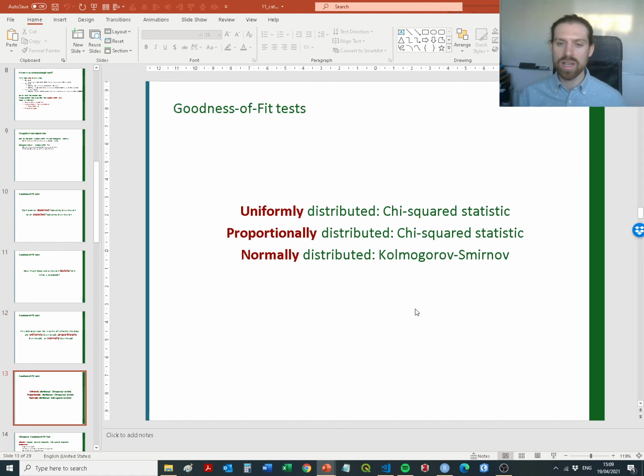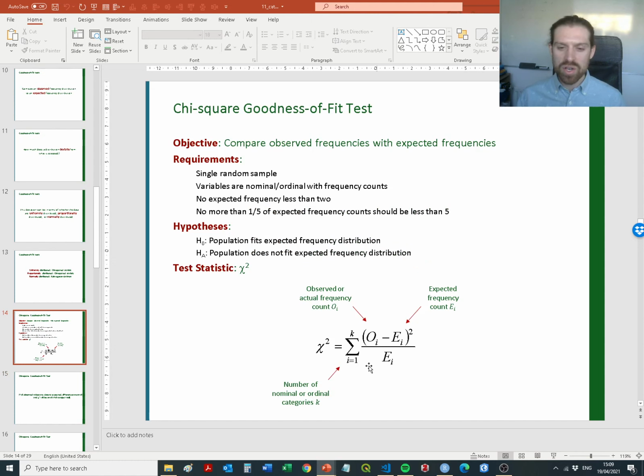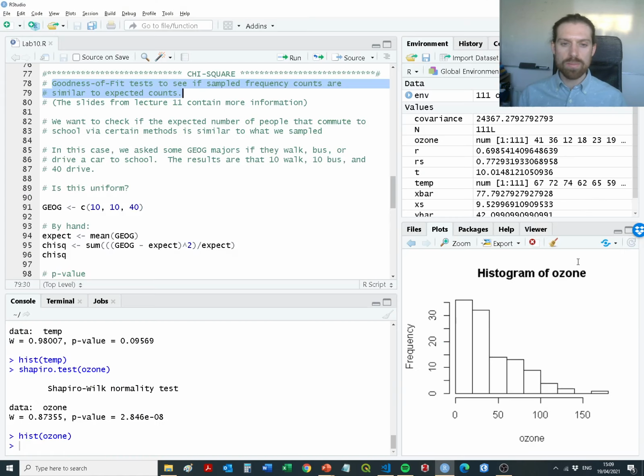Okay, and we can do this in a variety of ways, whether it's focusing on uniformly distributed, proportionally distributed, or normally distributed data. What we need to do is to actually get the chi-squared test statistic in order to make this assessment. So we need to get the expected frequency count, subtract it from the observed frequency count, and square it to get the sum of the squared deviations. And then we need to divide it by the expected frequency count E_i, and then sum across all of the nominal or ordinal categories in our data set. Okay, so let me show you very simply what we do here.